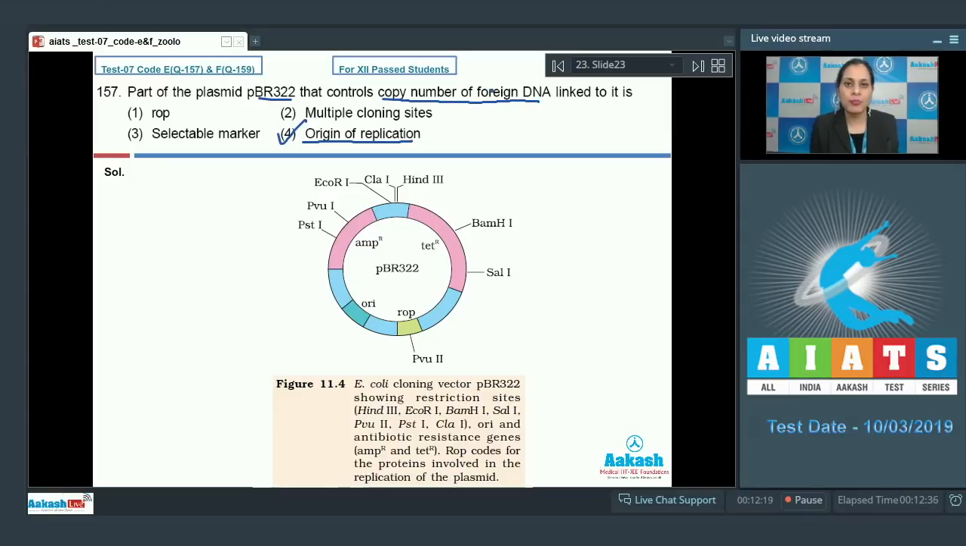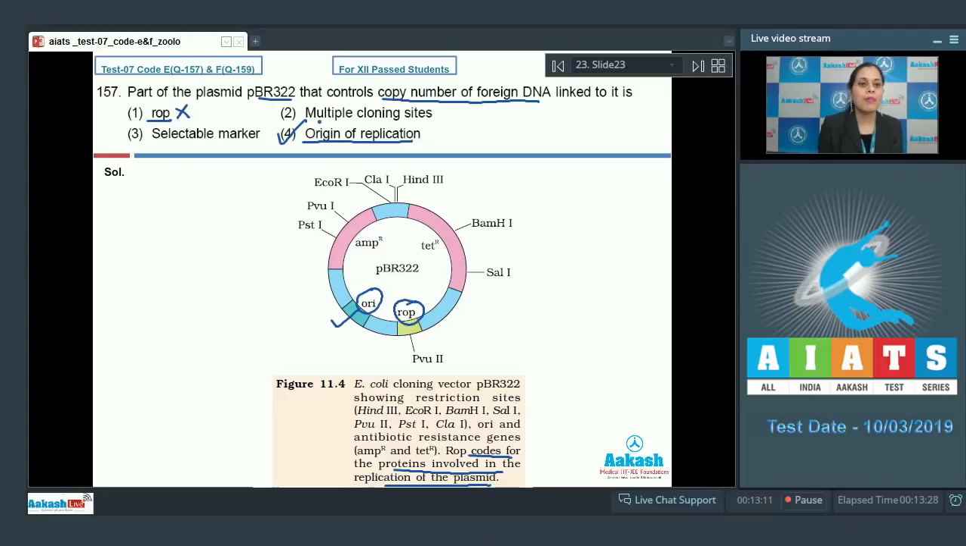If you want a high copy number of your DNA, the nucleotide sequence of ORI, or origin of replication, is responsible for controlling the copy number of the plasmid as well as the DNA linked to it. Let's discuss the rest of the options. The very first option given is rop, and this is an incorrect option. This rop, as you can see here, codes for the proteins involved in replication of the plasmid.